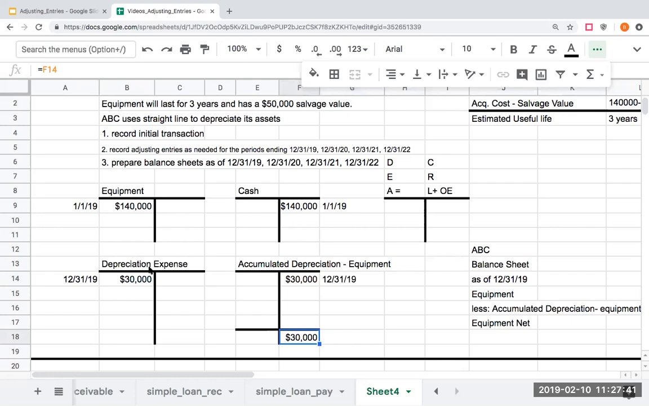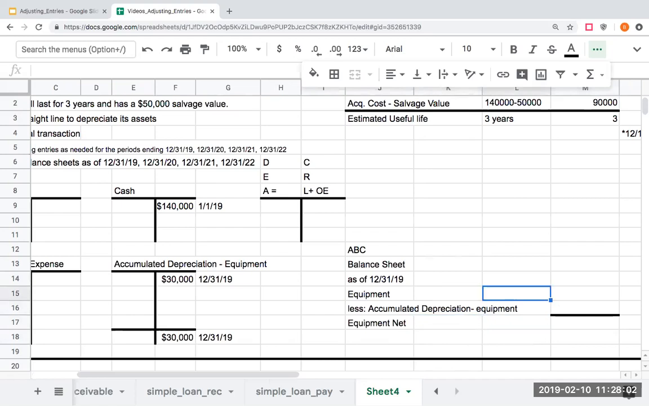Now, what happens with this depreciation expense? Well, for the year ended December 31st, 2019, it's going to reduce our net income. It's then going to be closed out to our retained earnings. But what happens over here with my ending balance on 12/31/19 of $30,000?